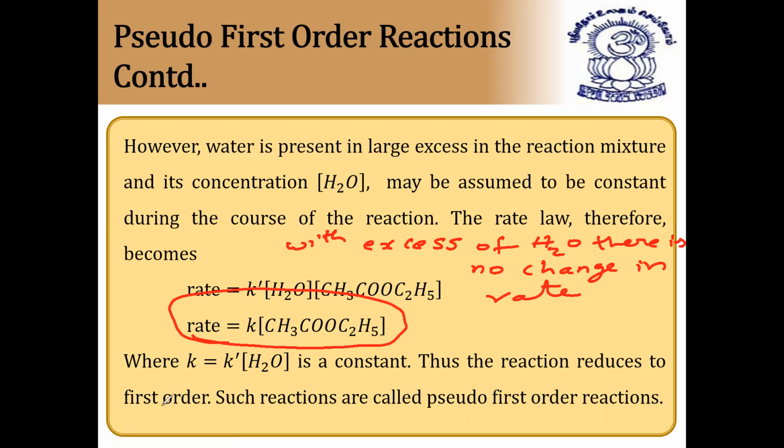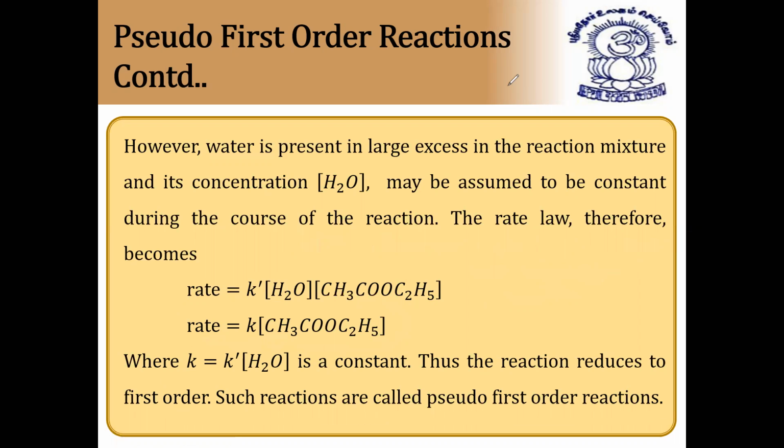Thus the reaction reduces to first order, even though it contains two molecules, but it is first order. Such reactions are called pseudo first order reactions. So this is called pseudo first order reactions. I hope it is clear. So what are pseudo first order reactions?